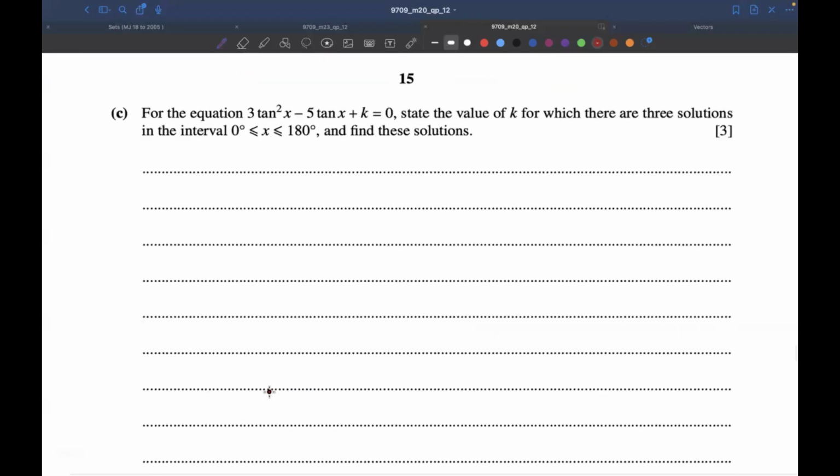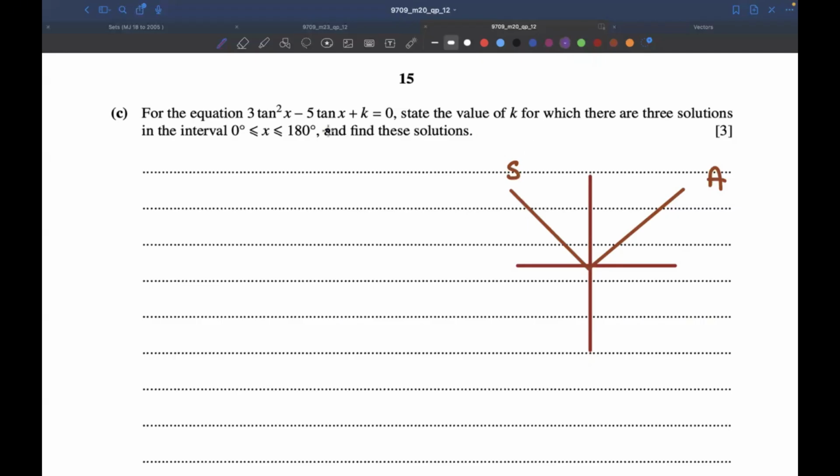Now in part C, it says for the equation 3 tan square minus 5 tan plus k equals to 0, state the value of k for which there are 3 solutions in the interval and find the solutions. Now to understand that if there are 3 solutions, what that means is, we have the interval between 0 to 180 again over here. So we can only find angles in the first or the second quadrant. Now we know that tan is positive in the first and it's negative in the second quadrant.